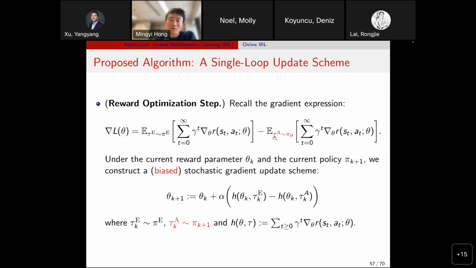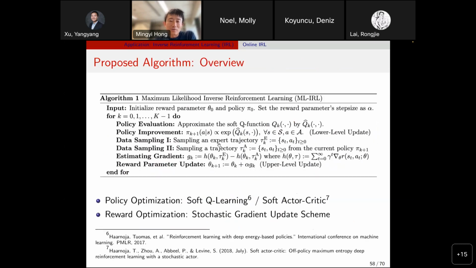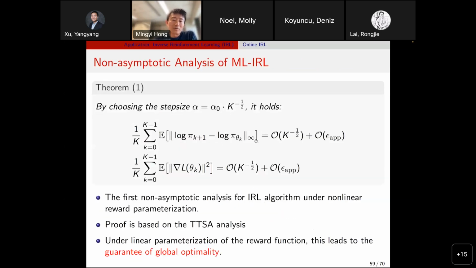This is my most current policy, just generated one step from the lower level. Then I sample one trajectory here, and perform one step of gradient ascent. Theta k here again is the problem parameter. All right, so this is the algorithm, and we're able to show some kind of convergence, in terms of a gradient and everything.